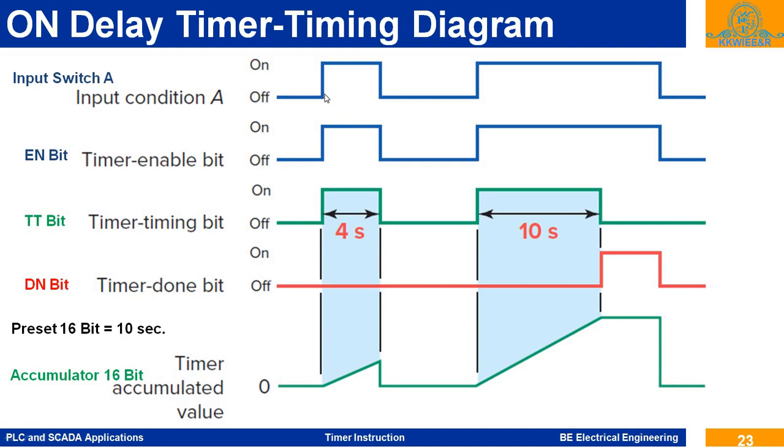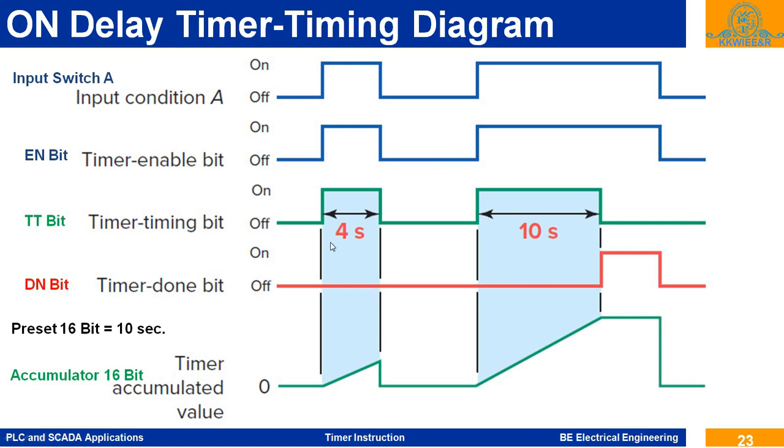Then when this enable bit is true, your accumulator starts incrementing: 0, 1, 2, 3, 4. When the accumulator starts incrementing, or the timer starts timing, during that period your TT bit is set. For an on delay timer, when your input instruction is true, the enable bit is true, and at the same instant your TT bit is true, because the accumulator starts incrementing.